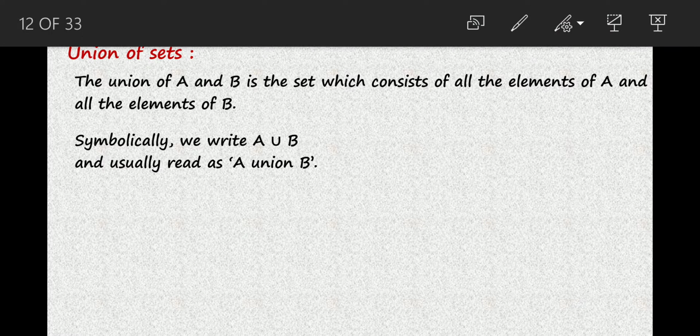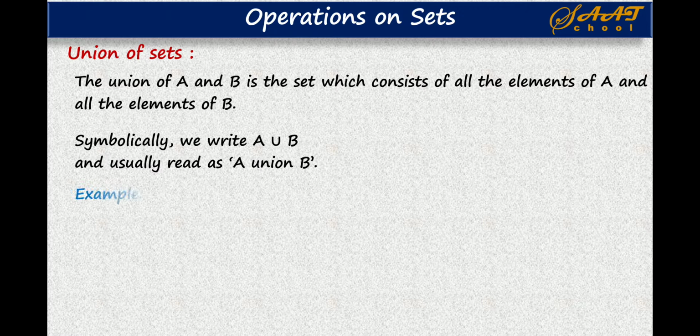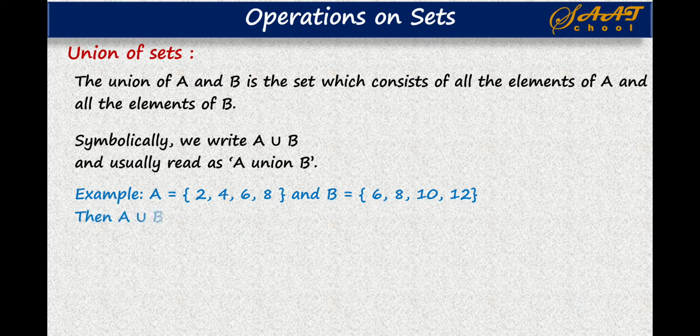Here is an example. Set A and set B are given. Here, set A and set B have common elements 6 and 8. So, while writing A union B, we write common elements only once, like this. A union B is 2, 4, 6, 8, then 12. So, simply, A union B is a new set that contains all the elements from set A and all the elements from set B, and the common elements are written only once.